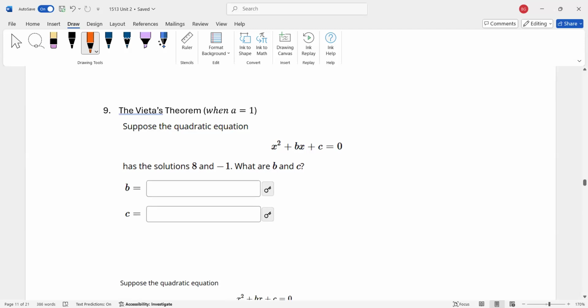Let's look at the next topic. We have 5 minutes. The last topic is regarding a theorem. It's actually not the whole theorem, it's part of it, because we only consider a quadratic equation when the leading coefficient is 1. It's called Vieta's theorem.